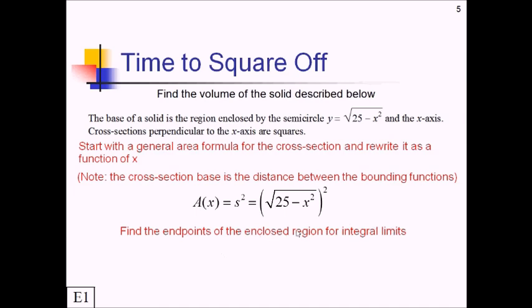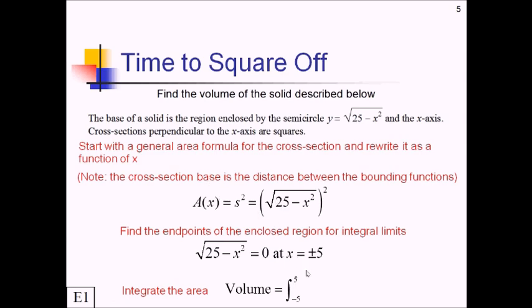So to find the endpoints of our enclosed region, it's enclosed by this function and the x-axis. So I'm just going to set this function equal to 0. And then this takes on a value of 0 at, well, 5 or negative 5, so plus or minus 5. And you could solve it more algebraically if you wanted. So now we just have to integrate this area function over this interval. So I'm going to write volume equals the integral from negative 5 to 5 of, well, there's no point in rewriting all this, I'll just write A(x) dx. Now it's up to the calculator.